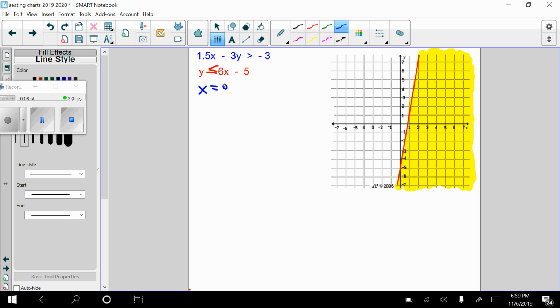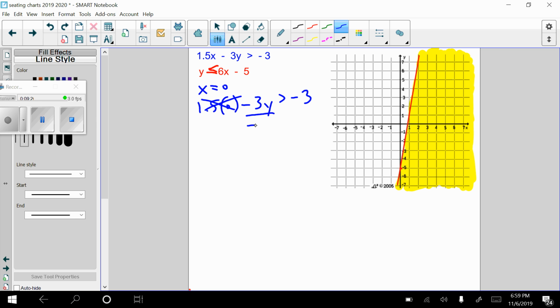So if I do that, then I just take out the x and I put 0 there. So 1.5 times 0 subtract 3y is greater than negative 3. So this all goes to 0. That's the whole reason why I picked 0 for x as my point. So I get negative 3y is greater than negative 3.